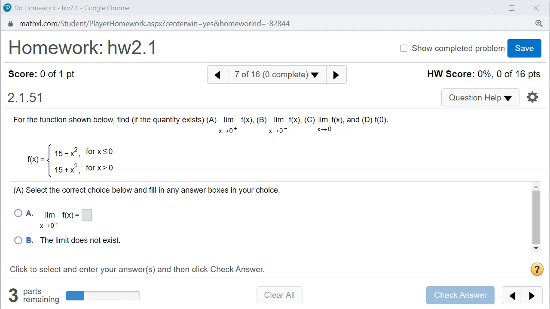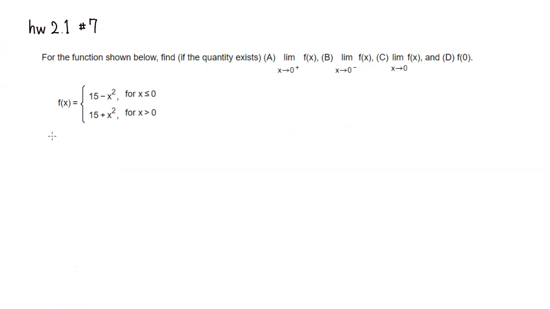All right, let's look at homework 2.1, problem number 7. We have this piecewise defined function, f of x, and we want to evaluate these three limits. Let's do that. Let's do part A.